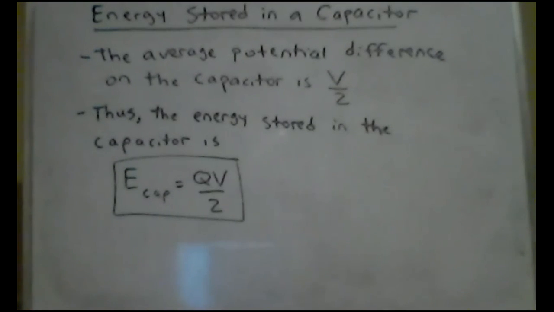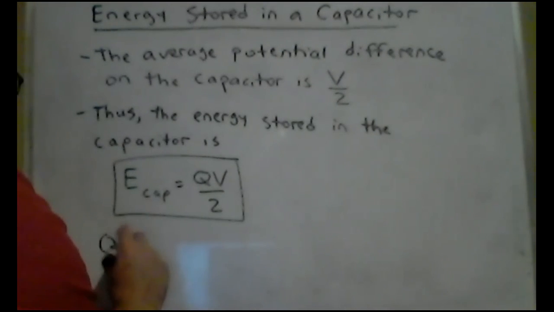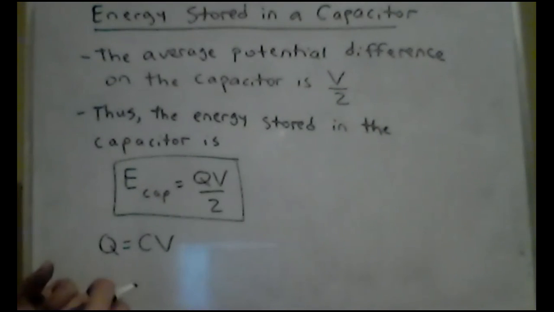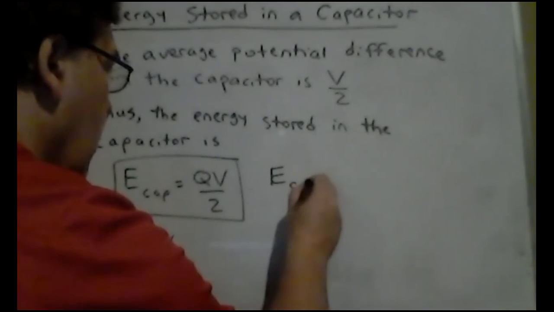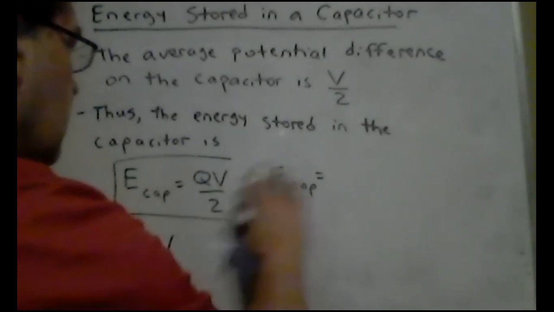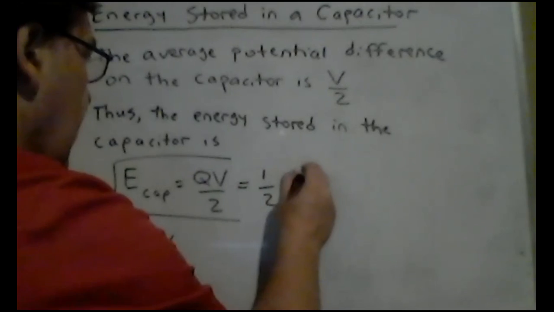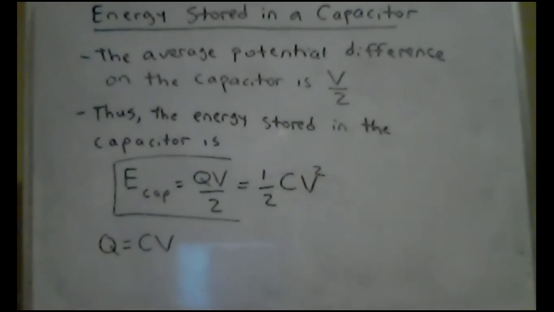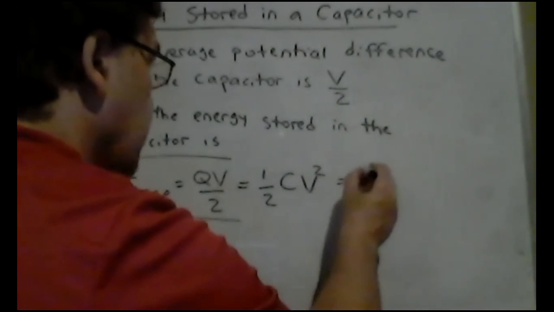Now, we have a couple other ways of writing this as well that are equivalent. We could say instead, well, let's utilize the relationship Q equals CV for a capacitor. So we could substitute for Q. If we do that, we could write that E cap, again, they're all equivalent, is also 1/2 CV squared. Or I can substitute for V. V equals Q over C. And so I can also write that E cap is Q squared over 2C.